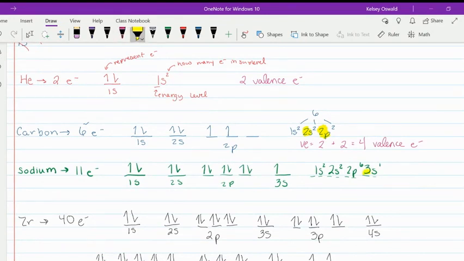Same idea if we look at sodium. Here, our furthest energy level is the 3rd energy level. We have our 3s. We only have 1 electron in that 3s sublevel, the energy level furthest from the nucleus. So that means sodium would only have one valence electron.